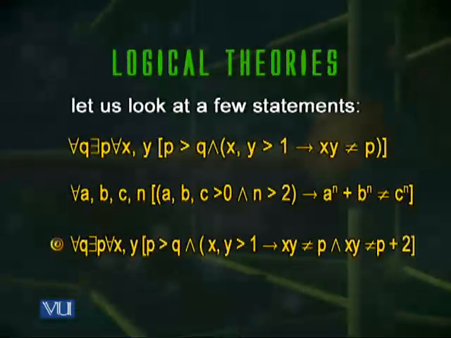This statement says for all q, there exists a p such that for all x, y, p is greater than q, and you see there it says that p cannot be written as a product of x and y, and p plus 2 cannot be written as a product of x and y. So what does this statement say? Well, it says that no matter what number q you take, I can find you a prime number p such that p is going to be a prime and p plus 2 is going to be a prime. Such primes are called twin primes.